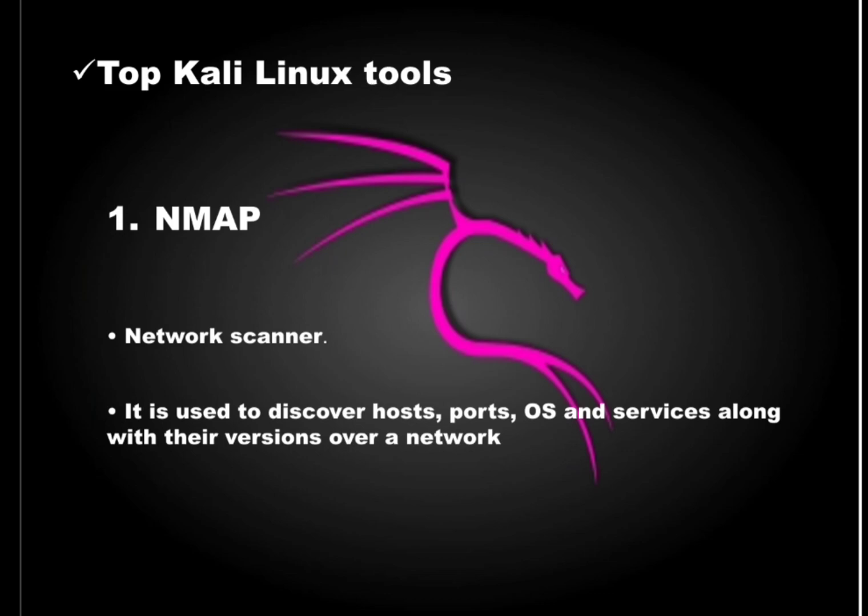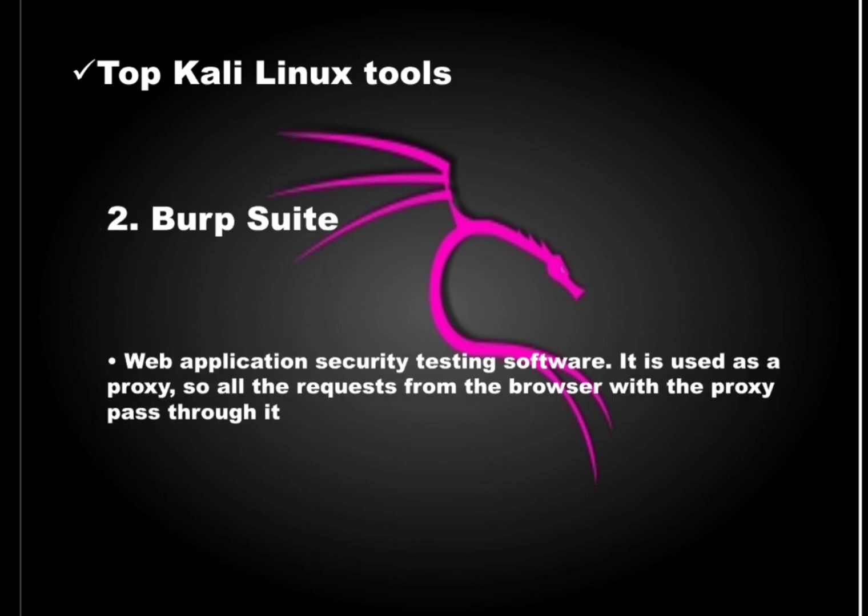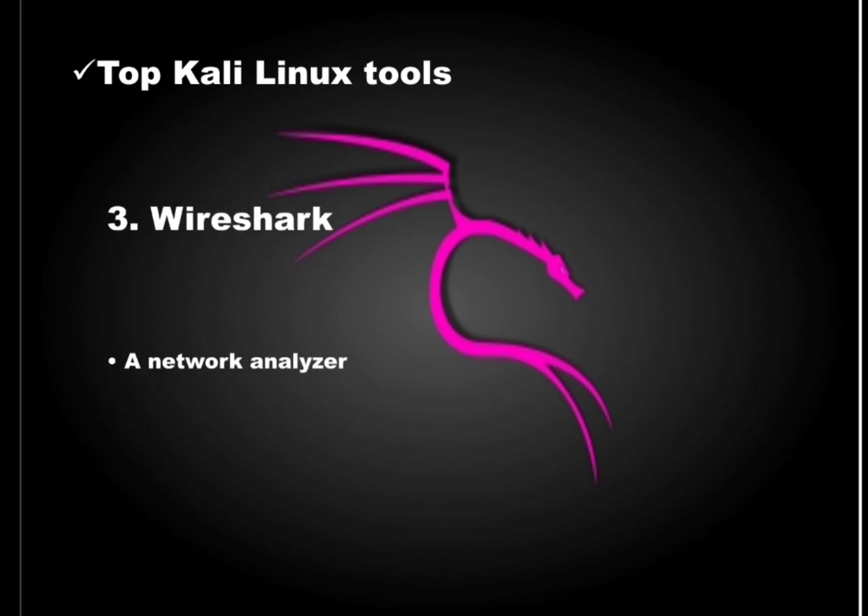It is used to discover hosts, ports, OS and services along with their versions over a network. Burp Suite, web application security testing software. It is used as a proxy, so all the requests from the browser with the proxy pass through it. Wireshark, a network analyzer.